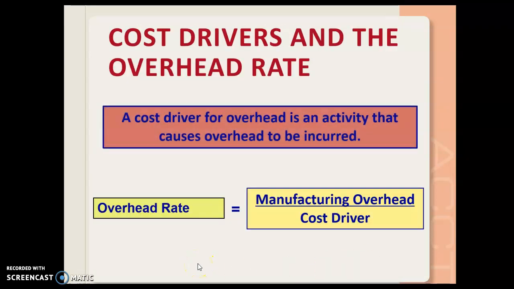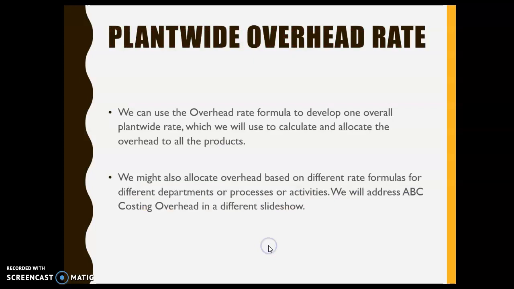Okay? And then to get that overhead rate, we're going to take our estimate of the total actual overhead we think we're going to spend next year, divided by the total of the cost driver that we think we're going to have for next year. And that's going to give us this one predetermined overhead rate. And we'll use that same rate from January 1st to December 31st of next year.